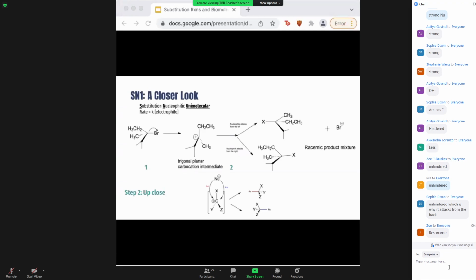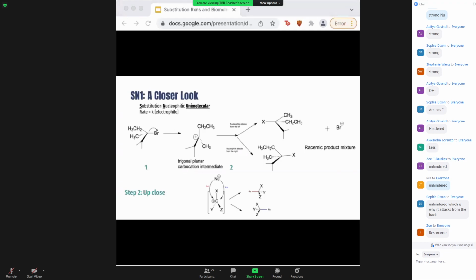So SN1 reactions, a closer look. As before, the S and N stand for substitution and nucleophilic, but the 1 in SN1 refers to unimolecular. Unimolecular means that the rate of this reaction depends only on the concentration of one reactant. And you'll see why this is.